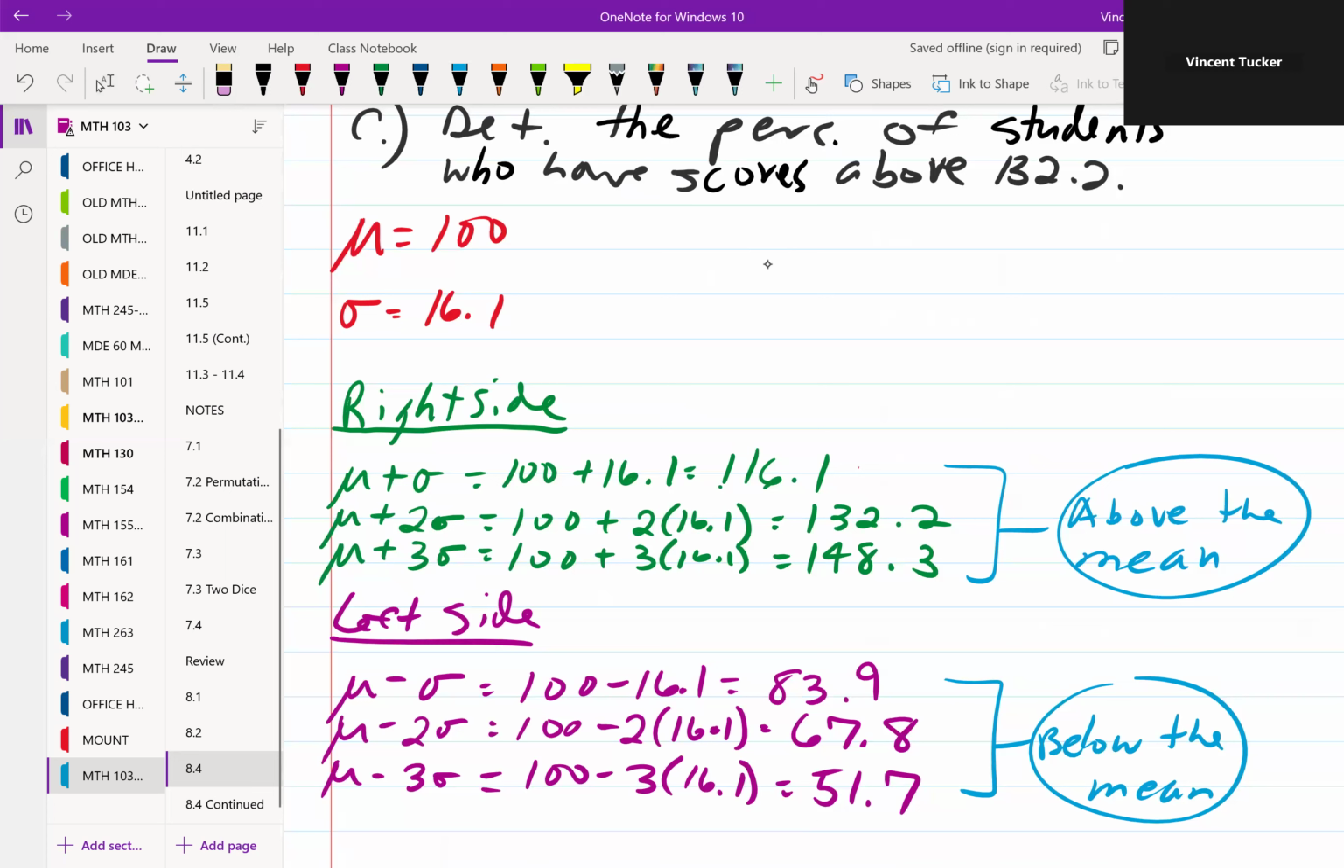Then to find the left side, those 3 values to the left of your mean, you will subtract the standard deviation 3 times to get those 3 values. So 100 minus 16.1 is 83.9, minus 16.1 is 67.8, and then minus 16.1 one more time, that's 51.7. And that will be 1, 2, 3 standard deviations below the mean.